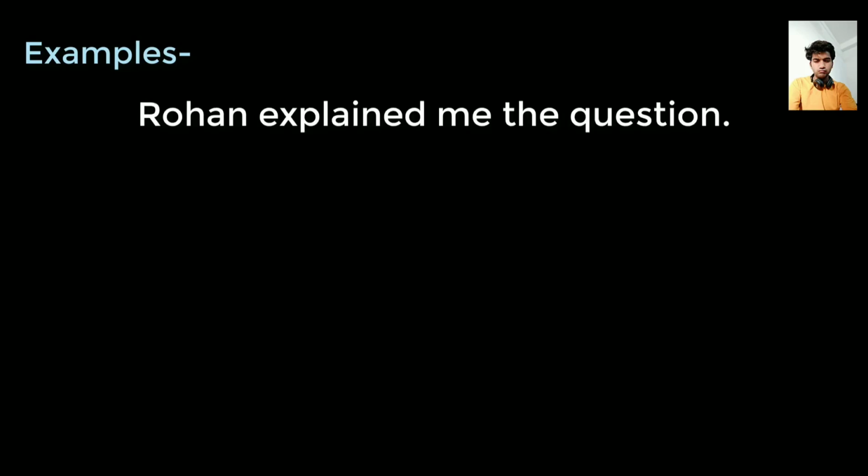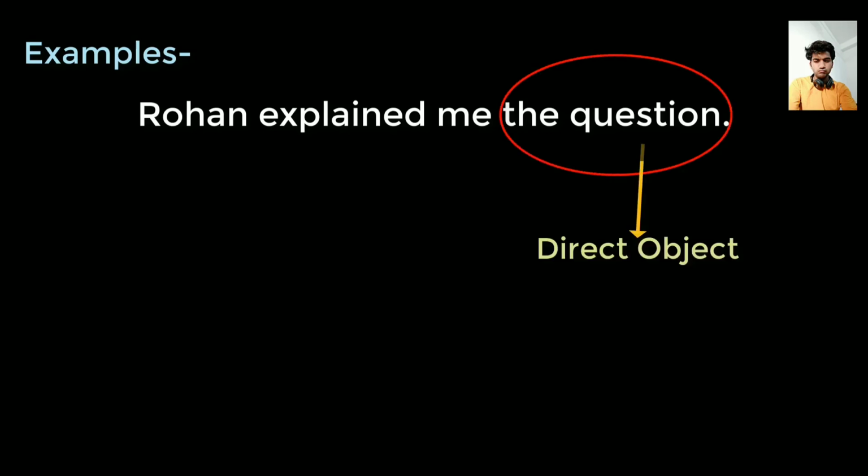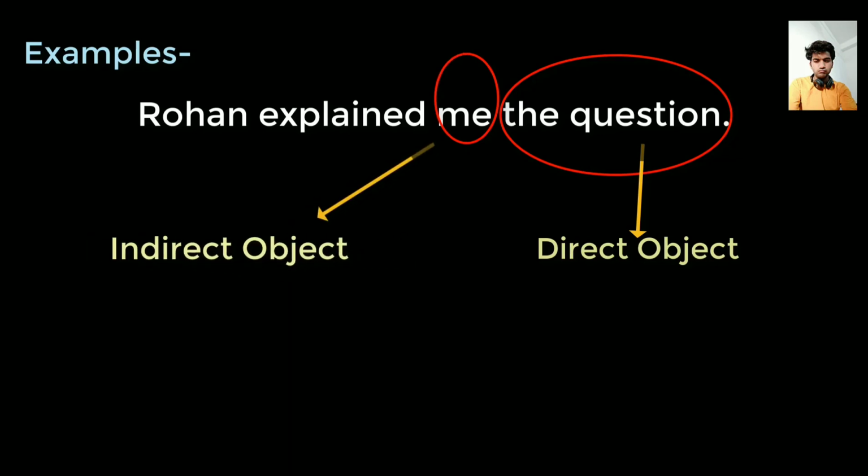Rohan explained me the question. Before we find out the indirect object, let's find the direct object first. Rohan explained what? The question. Now, who is receiving the explanation of the question? If you ask, you get your indirect object, me. The explanation of the question is being received by me. So me here is our indirect object.